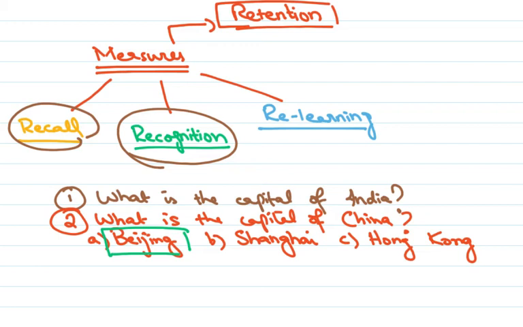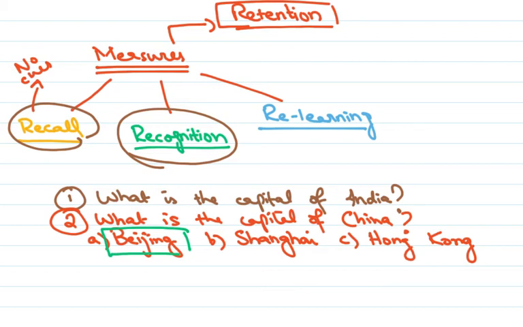What it requires is that you recognize the correct answer from a particular choice or group of options that you have. So for a recall measure of retention, you have to reproduce the material yourself, and there are no cues to help you. Whereas in recognition, the right answer is right there in front of you, and you just need to recognize it. So this is the difference between a recall measure and a recognition measure. MCQs are recognition measures of retention.